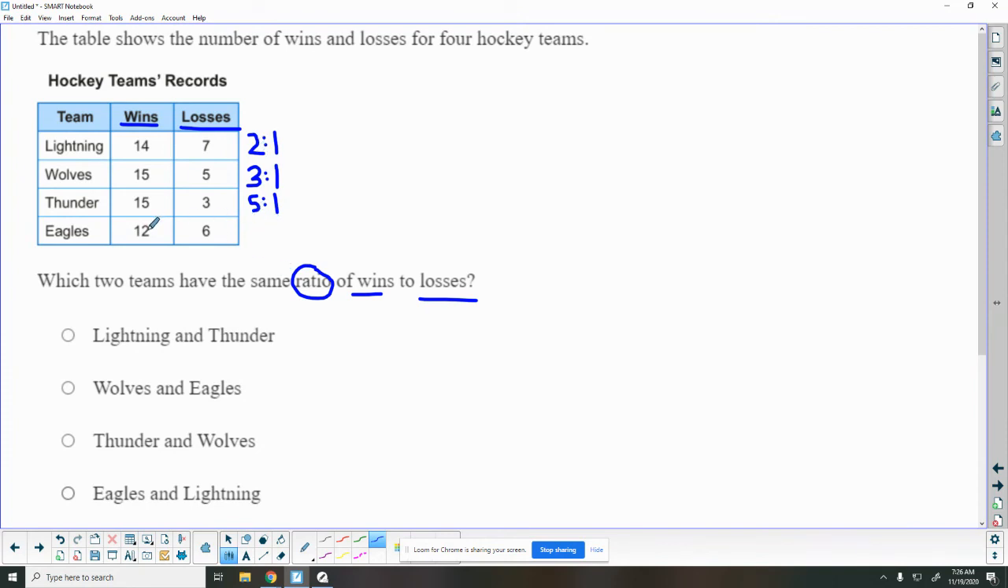So let's see which one this one matches up to. So 12 and 6, the greatest common factor is 6. 12 divided by 6 is 2. And 6 divided by 6 is 1. So it looks like the Lightning and the Eagles have equivalent ratios of 2 wins to 1 loss. So it's really helpful to find those basic ratios and simplify them down. And that's going to help you find those equivalent ratios there.